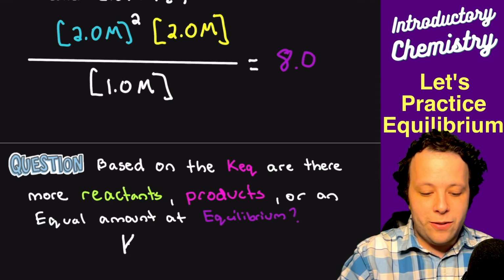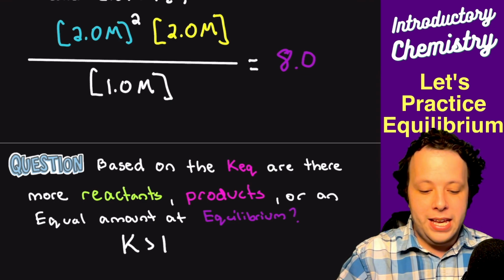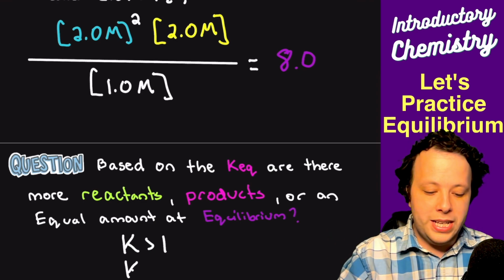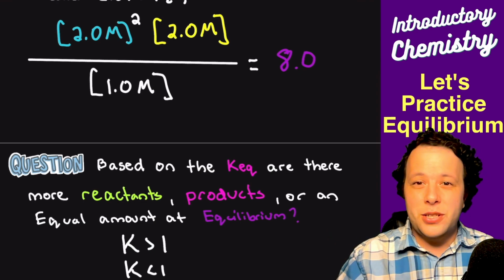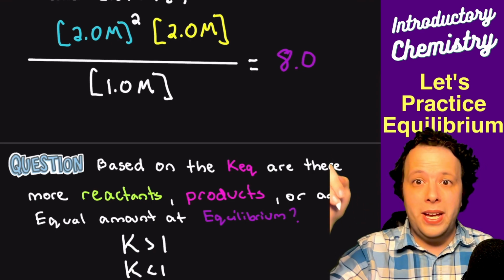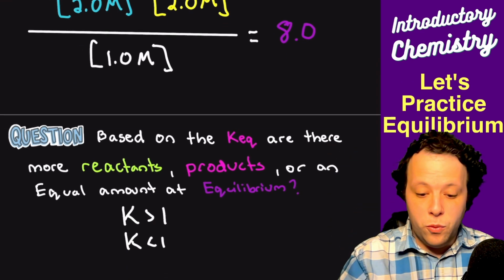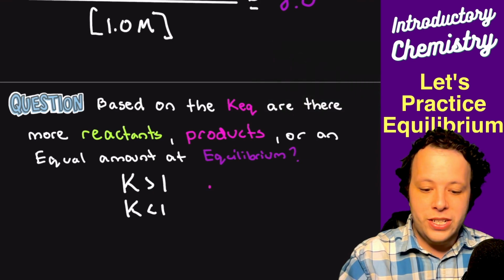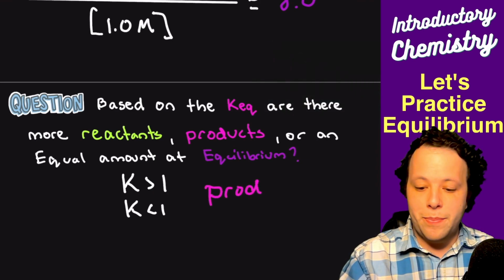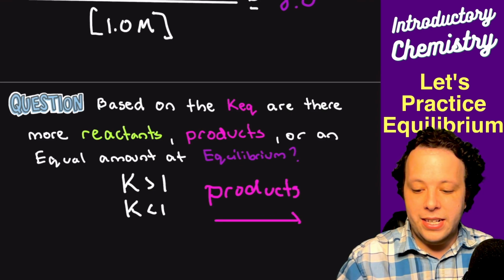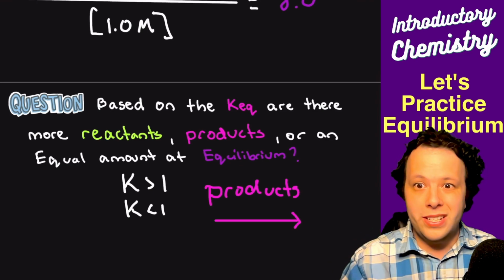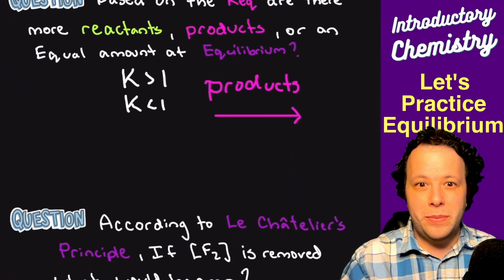The one thing you've got to remember is, it's all about K, or which direction does it go? Is it greater than or less than 1? In this case, we have a K that is equal to 8. So that's a lot greater than 1. What that's going to tell us is that this particular reaction is going to be favoring the products. So it's going to be going towards the right-hand side of the reaction, and you're going to have more products in your end reaction at equilibrium.